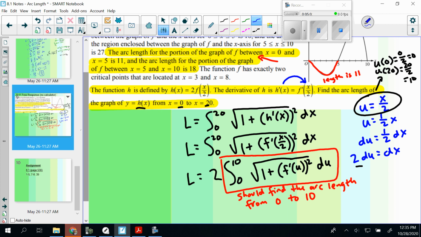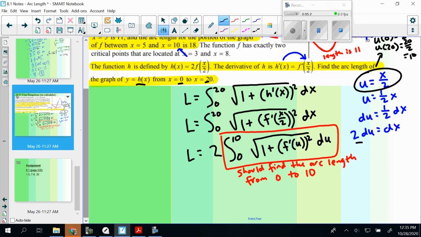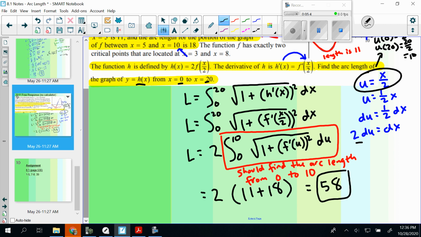And then right here, this statement tells us that between 5 and 10, so that whole arc length there, is 18. And so if we add that up, that should be the arc length of what this integral would give us. So they don't actually expect you to solve that, but now that it looks like that integral up there, we know that this should be 11 plus 18, or 29, is the length of that. If we multiply that by 2, we get the answer of 58. So 58 was the answer they were looking for.